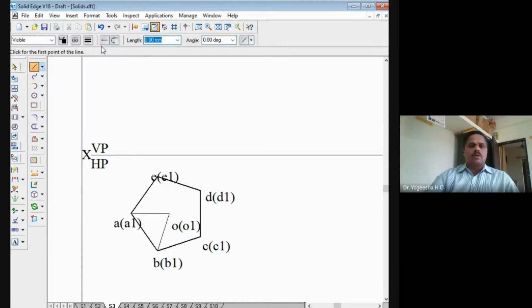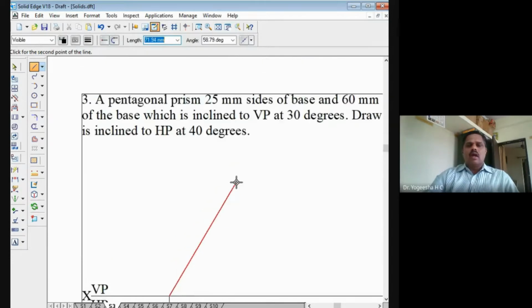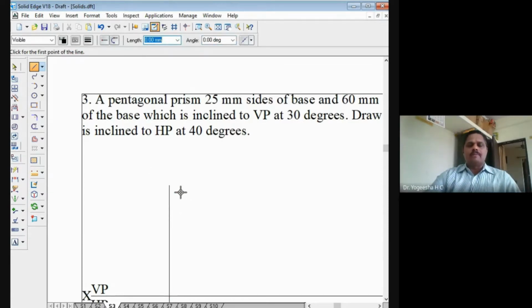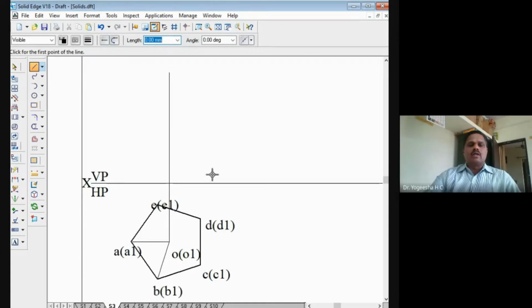So I will join the projectors upwards now. From the point o in the bracket o1, I will join it upwards. Then I will take the axis height. How much is the axis height? 60 mm. Then 90 degree I will take. So this is the apex point. I joined the apex here. Similarly, from all other corners, I will draw the projectors upwards like this.